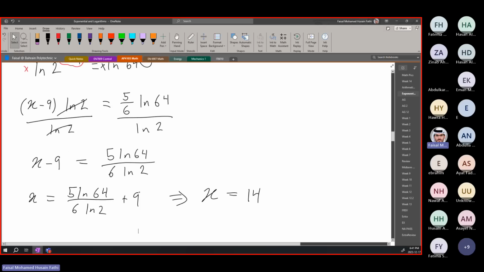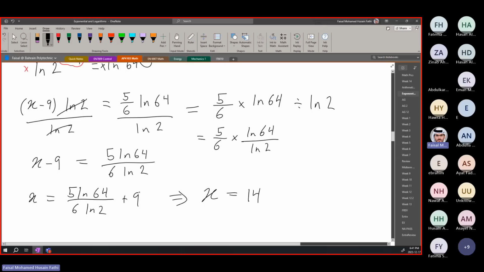Okay. So here, what we did is 5 divided by 6 times ln 64 divided by ln 2. Right? This is just the same thing as this. So how can we write this in a different way? We can write it as 5 over 6 times ln 64 divided by ln 2. Just multiply the numerators and the denominators. So 5 times ln 64 and then 6 times ln 2. All right.